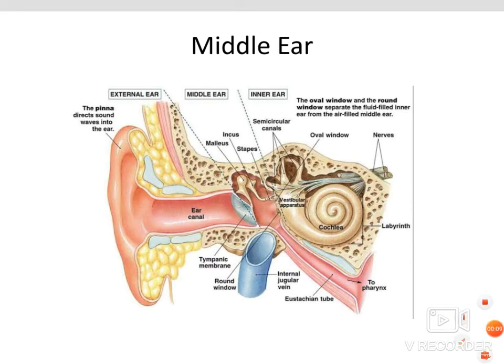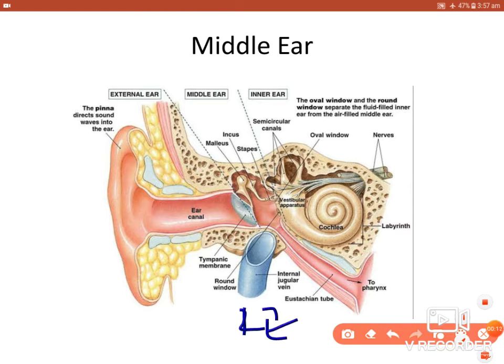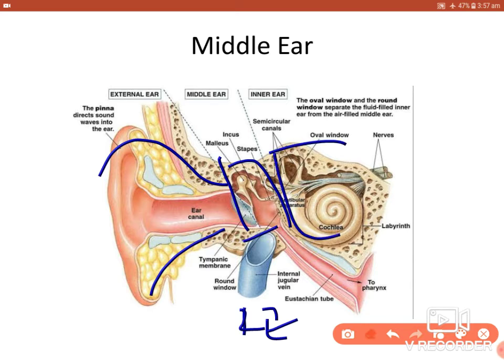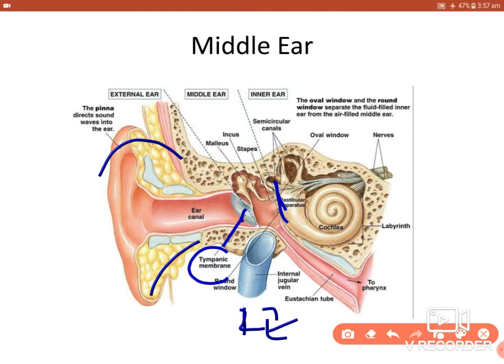Here this is the frontal view of the right ear. The ear is divided into the external ear, this part is the middle ear, then this is the inner ear. Coming to the features of this middle ear, we can see laterally there is the tympanic membrane. Medially, this is the medial wall of the middle ear, which separates it from the inner ear.